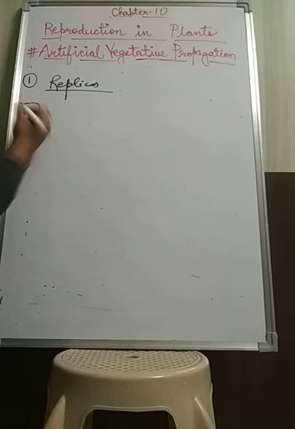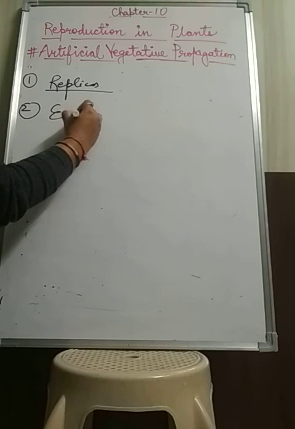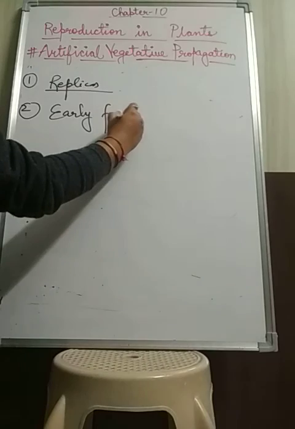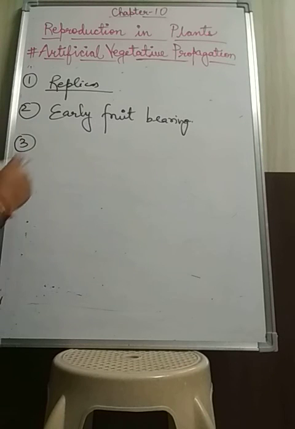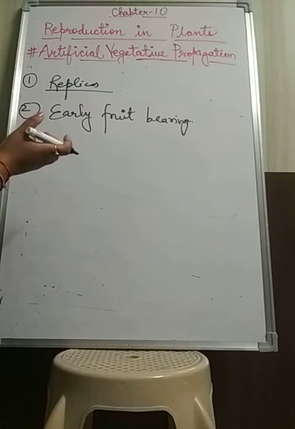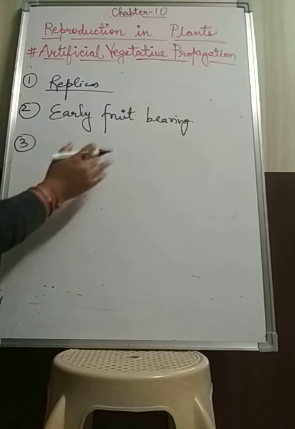Next is early fruit bearing. You know that here we are not waiting for the seeds, so we can easily get the fruits fast. Because mostly it takes less time in comparison to growing from seeds, and then it growing into a new plantlet. Here the steps are cut, and it takes less time.